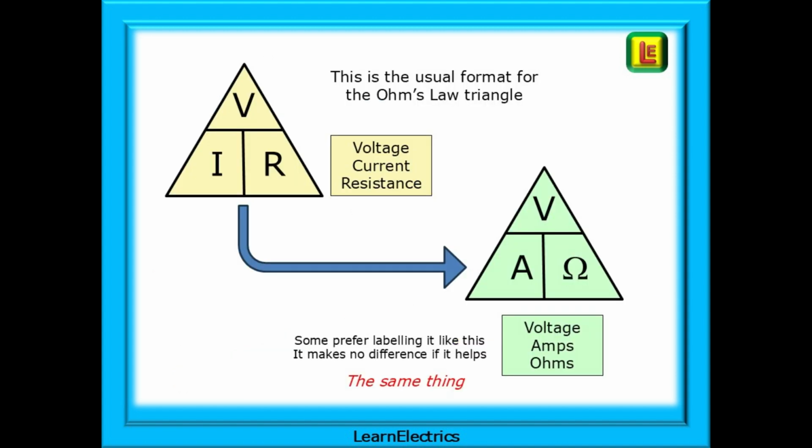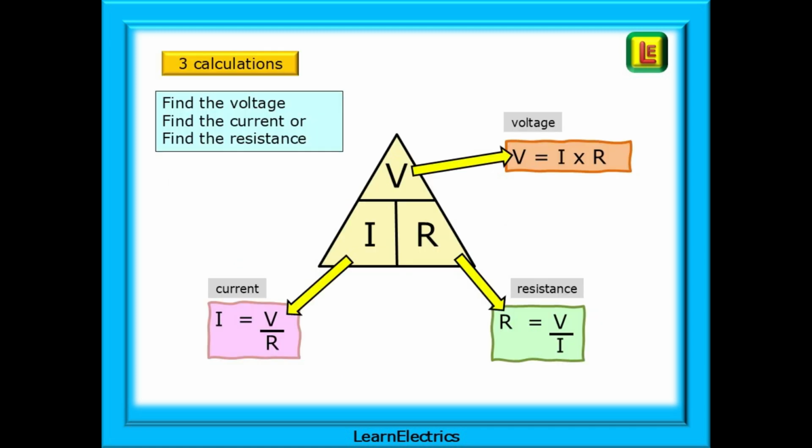This is the usual format for the Ohm's law triangle, showing voltage, current, and resistance. Some electricians will use different names: voltage, amps, and ohms. It's the same thing. Use whichever you are most familiar with. There are 3 Ohm's law calculations that we can benefit from as long as we know any 2 values. To find the voltage of a circuit, multiply the current by the resistance. Find the current by dividing the voltage by the resistance. And the resistance is found by dividing the voltage by the current.